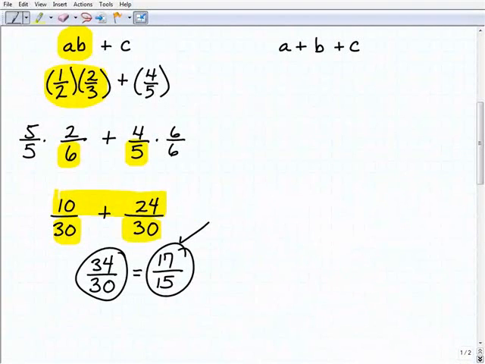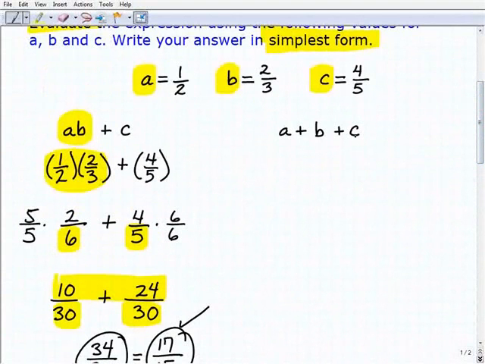Let's move on to our next problem. Our next one is A plus B plus C. Let's go ahead and write out the fractions here.